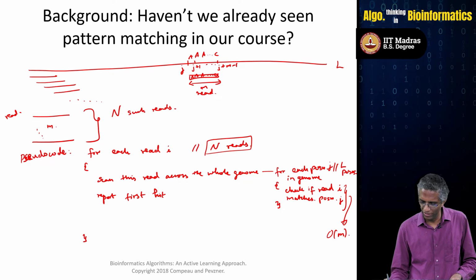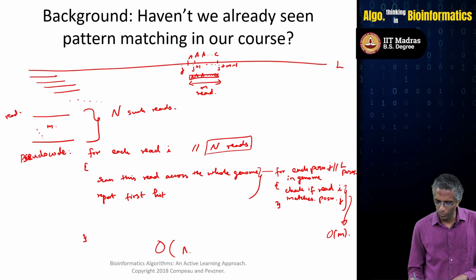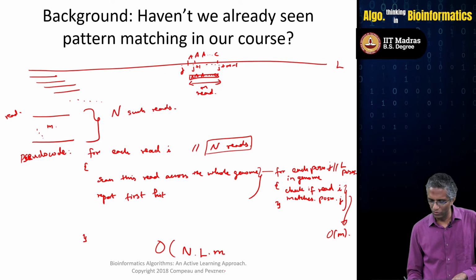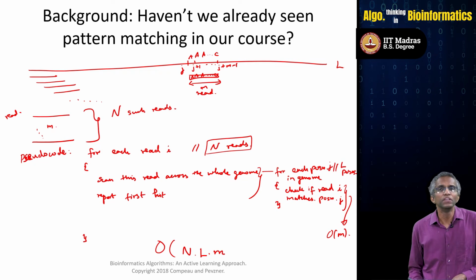Order of m running time, right? And then if you find a hit, you report it, right? So that is what these two statements map to. So then your running time is going to be: outer loop is n times, inner loop is running L times, and then there is one more inner loop that will check if the read matches at this position j, right? So that is order of NLM.